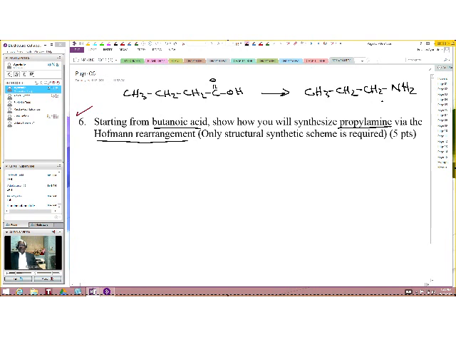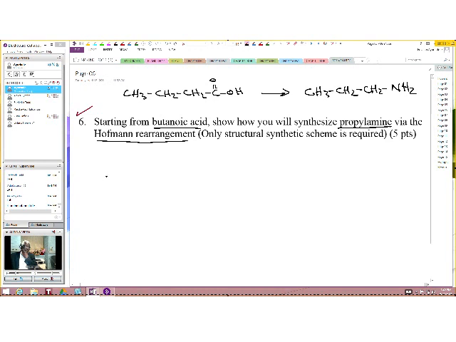Actually, by giving you a hint, they have made this problem very easy for you. Because if you notice here, we are losing a carbon atom. You are starting with a 4 carbon starting material and you are ending up with a 3 carbon product. Of course, you know that to lose a carbon atom, the chances are you have to do a Hofmann rearrangement.